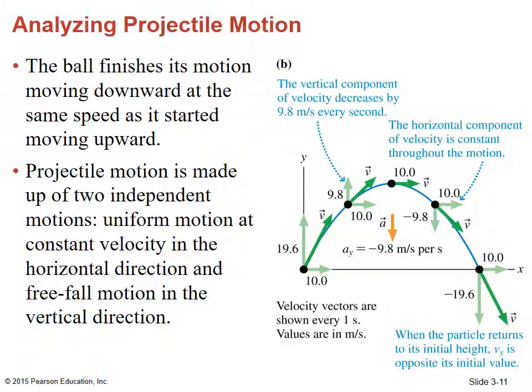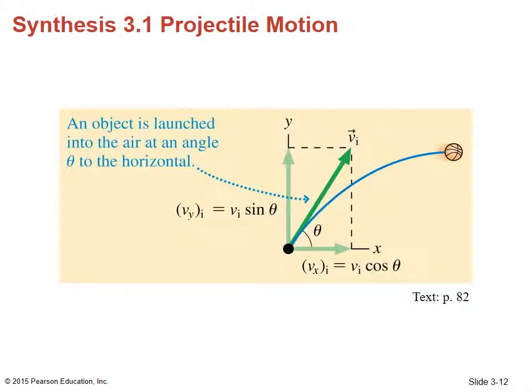The ball finishes its motion moving downward at the same speed as it started moving upward. Projectile motion is made of two independent motions: uniform motion at constant velocity in the horizontal direction and free-fall motion in the vertical direction. The horizontal and vertical components of projectile motion are independent but must be analyzed together.